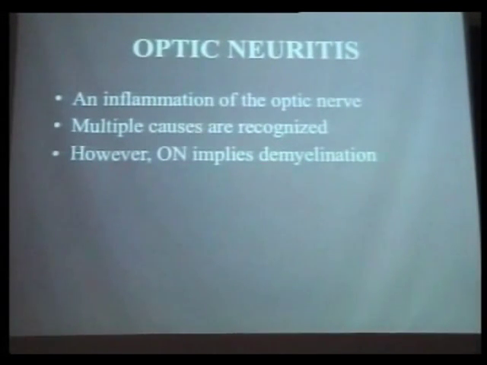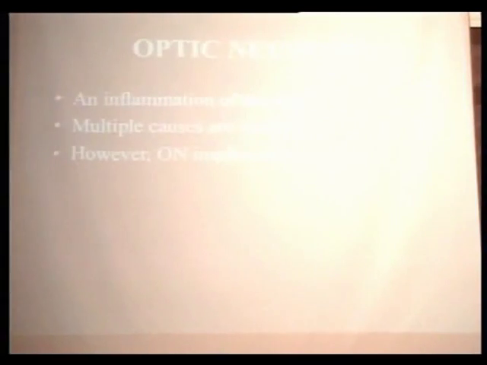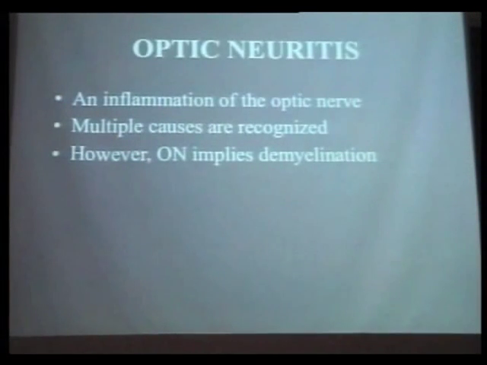Now, the term optic neuritis means any inflammation in the optic nerve. And of course this can be due to any number of causes, and I think Dr. Chavez probably will address those later. But any inflammation, any infection can cause an inflammation as well, and that can legitimately be called optic neuritis.